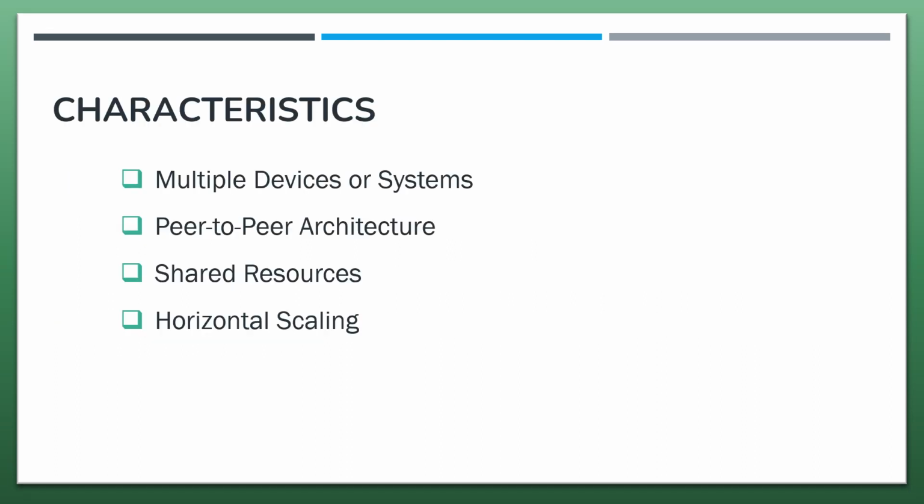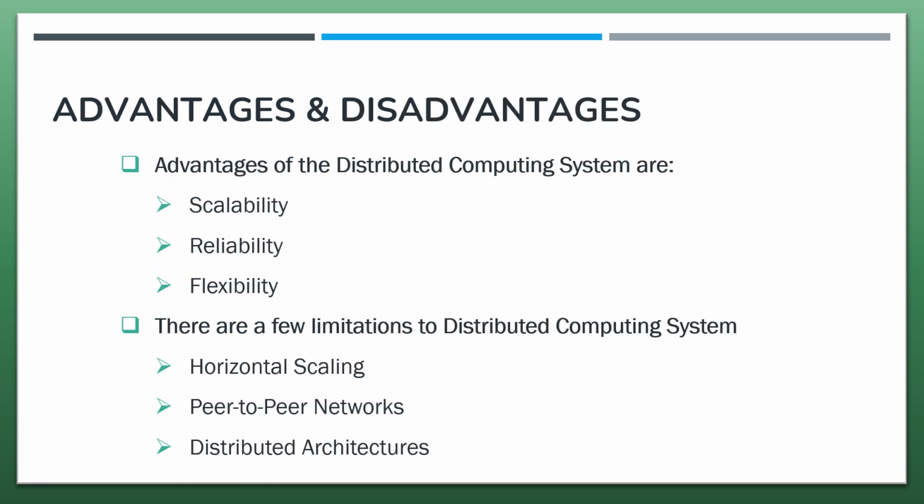Characteristics of distributed computing: multiple devices or systems, peer-to-peer architecture, shared resources, horizontal scaling. Advantages and disadvantages of distributed computing. Advantages of the distributed computing system are scalability, reliability, and flexibility. There are a few limitations to distributed computing systems: horizontal scaling, peer-to-peer networks, distributed architectures.